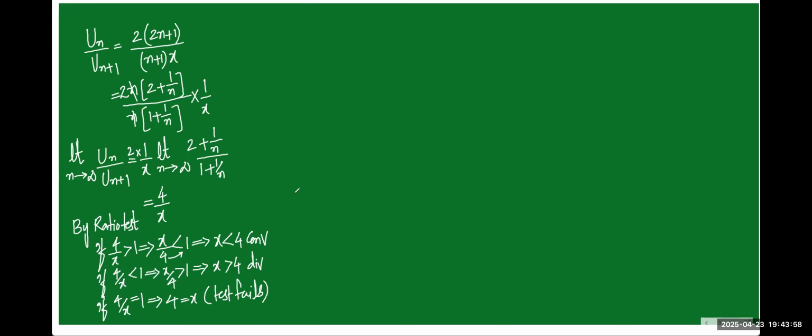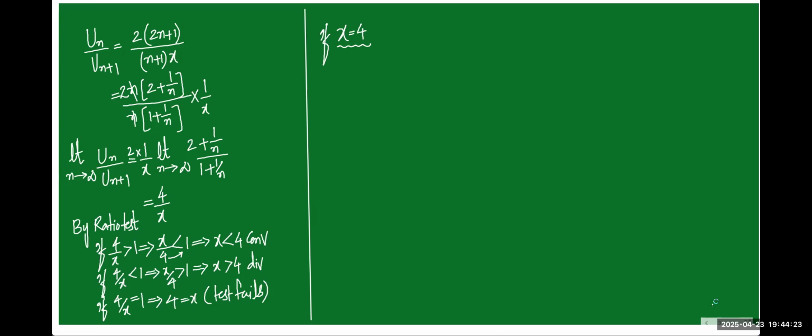So what to do? Tell me now. You can also tell me where the test fails. When x is equal to 4. So we see what happens when x is equal to 4. If x is equal to 4, where do we have to put it? This is a very important question.